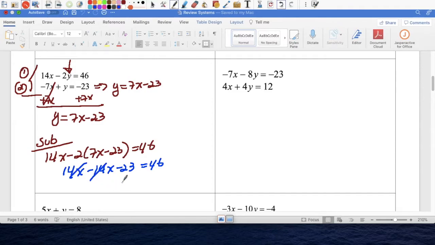This goes away, and we get negative, oops, sorry, I made a mistake here. So that's 14x minus 14x plus 46 equals 46. So in this case, 46 equals 46, right?